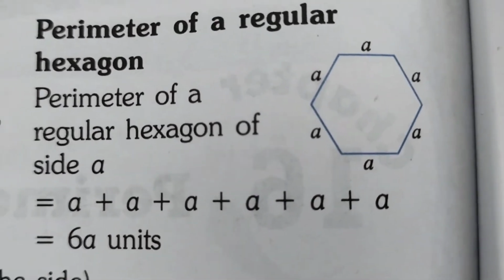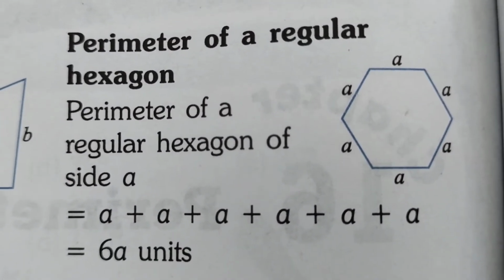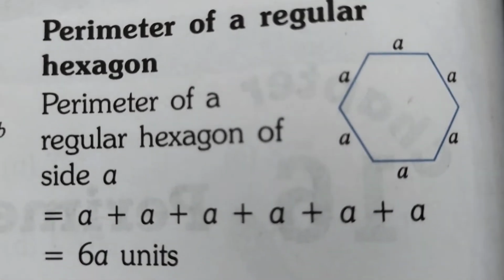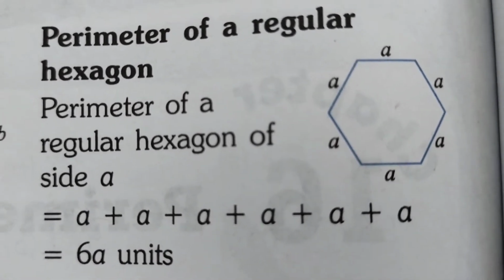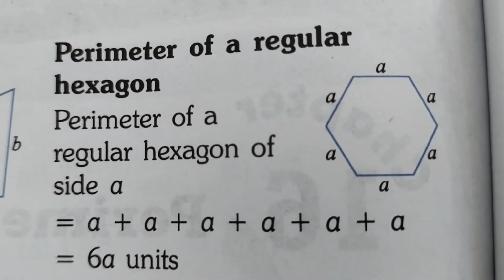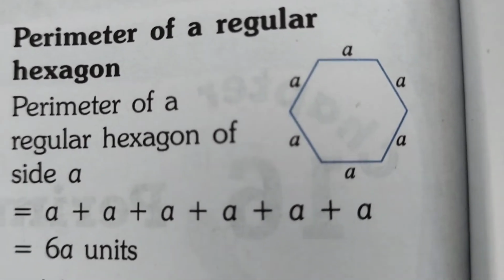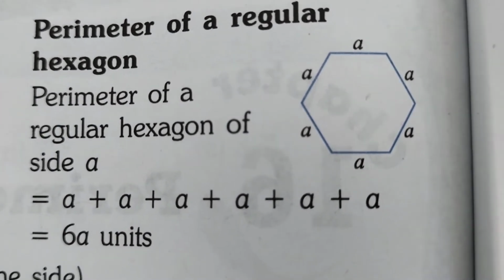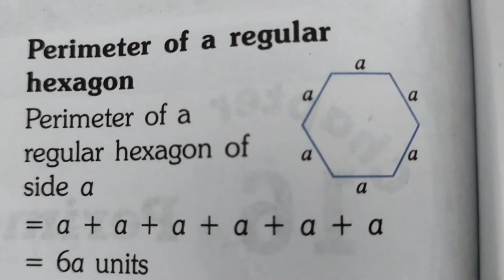So regular hexagon means a 6-sided figure. So all the sides are equal. Each side is denoted by A. So A plus A plus A plus A, like that 6 times. So 6A units is the perimeter of this regular hexagon.